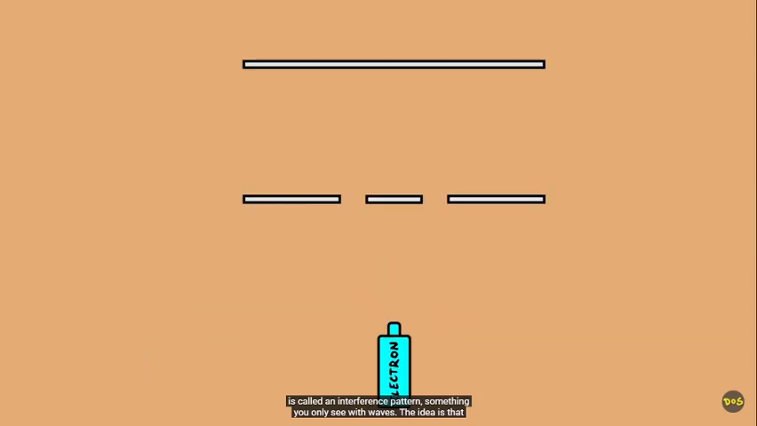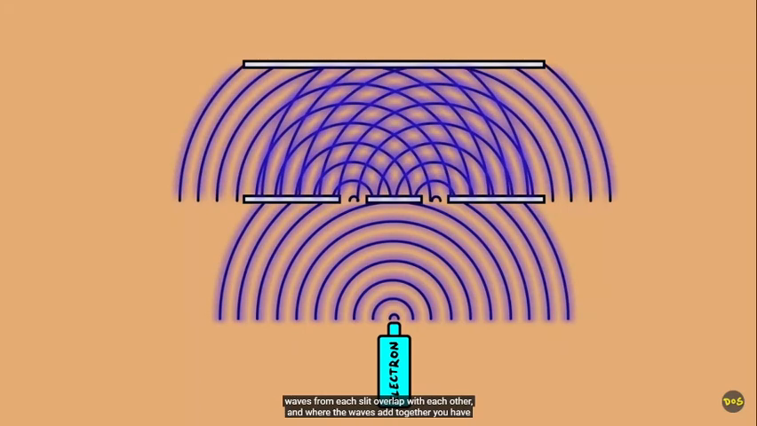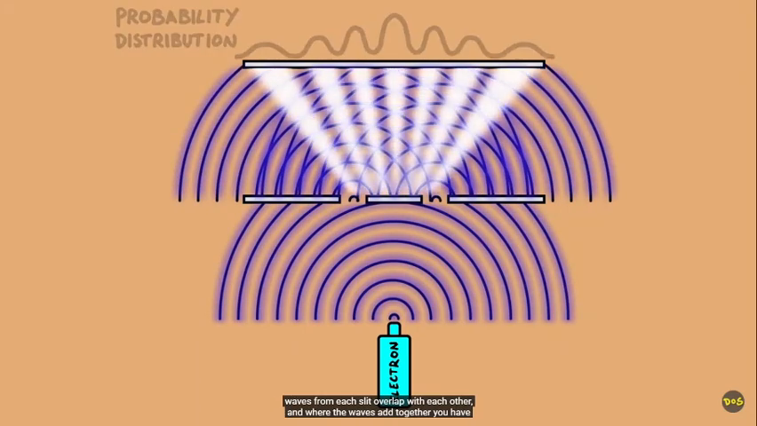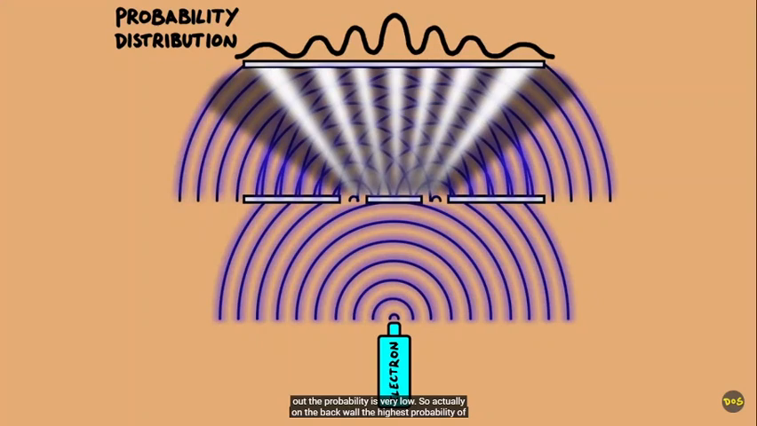The idea is that it's the electron wave that goes through both slits at the same time, and then the waves from each slit overlap with each other. And where the waves add together, you've got a high probability of the electron popping up at the wall, but where the waves cancel out, the probability is very low. So actually on the back wall, the highest probability of finding the electron is in the middle of the slits. And then it goes down, and then up again and down and up again, and this is the interference pattern.